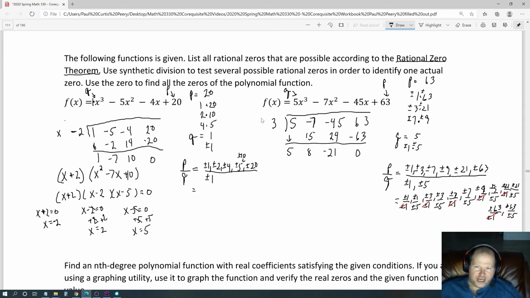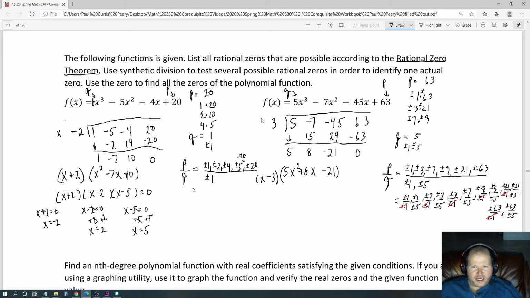Okay, now you had a third degree polynomial. Now we're down to a second. We decreased it by 1 degree, so we end up with 5x squared plus 8x minus 21. And what we had in front of it is an x minus 3, the opposite in front of it. Okay, so now we want to factor this out.